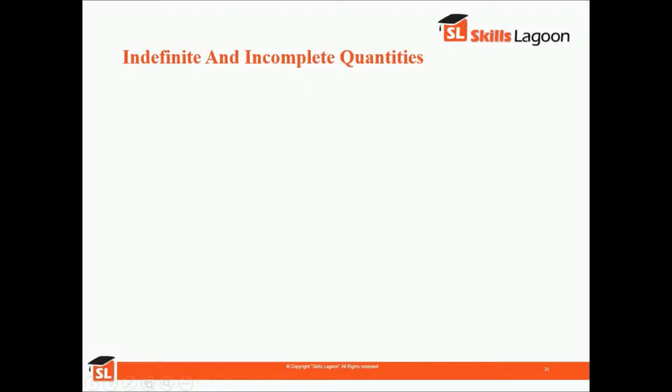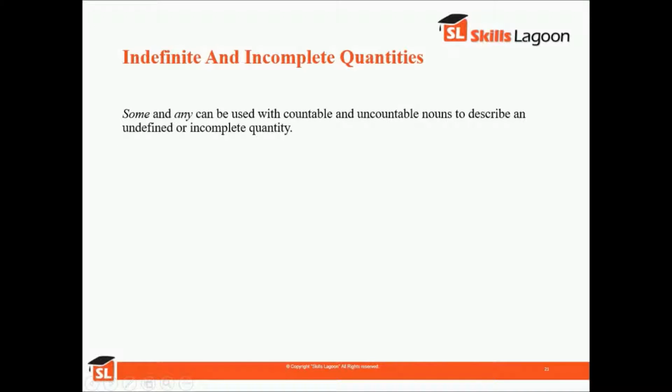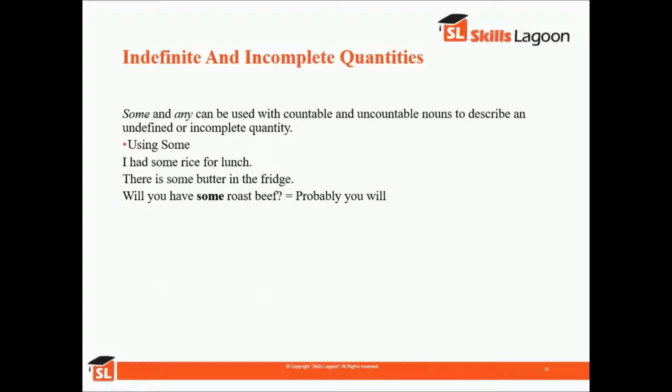Now there are indefinite and incomplete quantities. How to describe them? Some and any can be used with countable and uncountable nouns to describe an undefined or incomplete quantity. Some can be used like: I had some rice for lunch. There is some butter in the fridge. Will you have some roast beef? Will you have some cake?